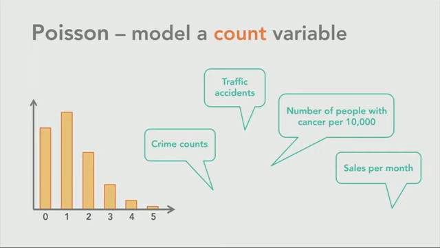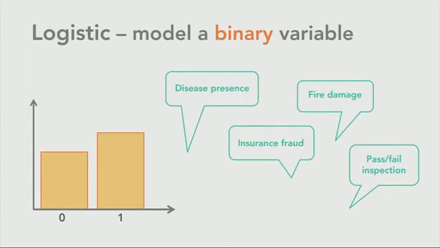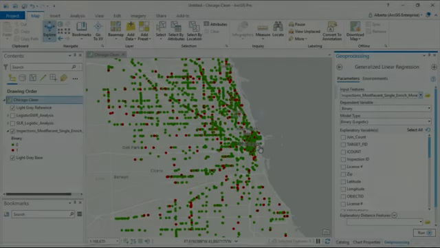And then once we have the surface of where crime can happen, then maybe we'll take those features and run a Poisson model to do a count model and try to see how many might happen in those locations. And then logistic, of course, like as we mentioned, is those binary variables. So let's take a look at a quick demo of a logistic geographically weighted regression model.